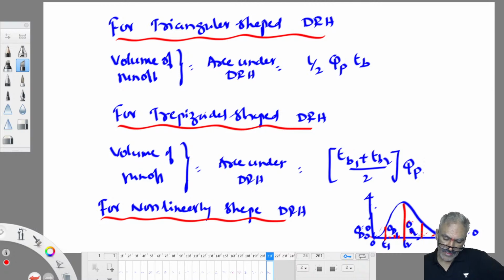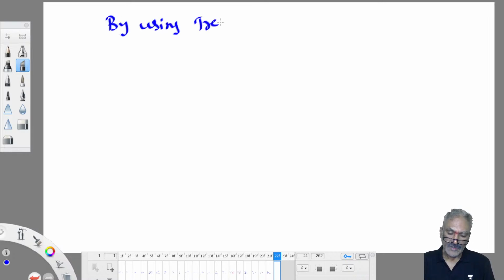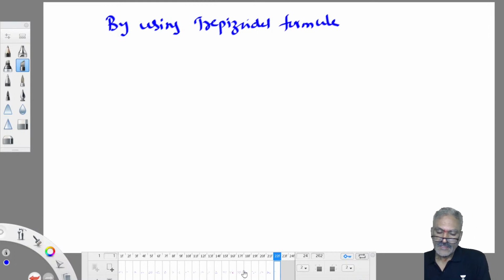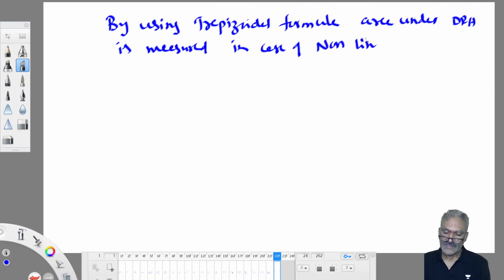So when these ordinates are given, then by using the trapezoidal formula we can find out the total volume of runoff. Simpson's formula, trapezoidal formula, all you learned in surveying, isn't it? Area under the direct runoff hydrograph is measured in case of non-linearly shaped hydrographs.